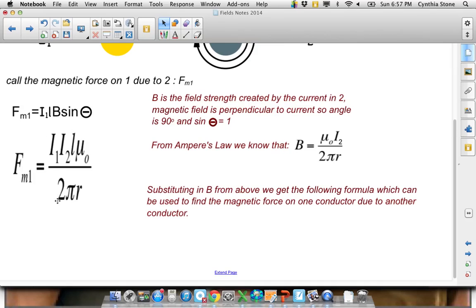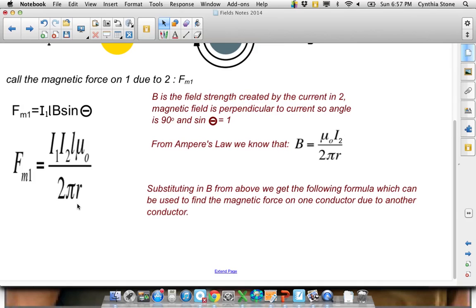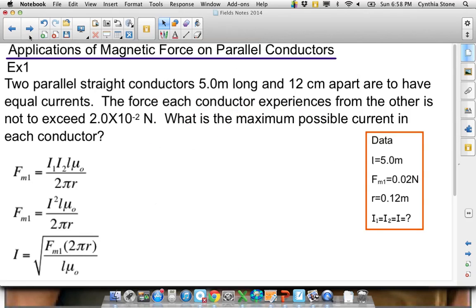So this has got to go on your formula sheet. That's a beauty. So let's use that formula a couple times. So two parallel straight conductors. This is the only case where that formula applies. They're 5 meters in length, so that's our L, and 12 centimeters apart, so that's our R, and are to have equal current. So I1 will equal I2, right?